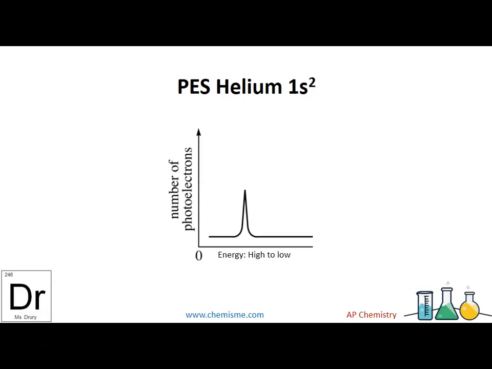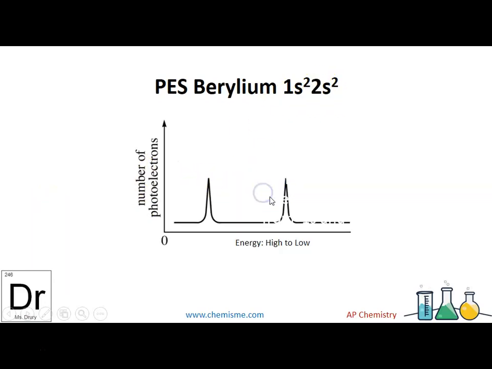It doesn't matter if you take electron A or B, if you take it the first time, it will be the same energy. So it has one peak, but this peak should be higher in value on the y-axis because there's actually two electrons that are doing that.